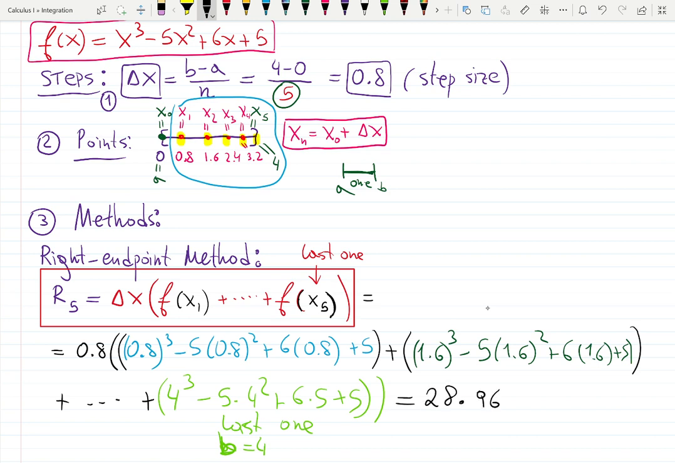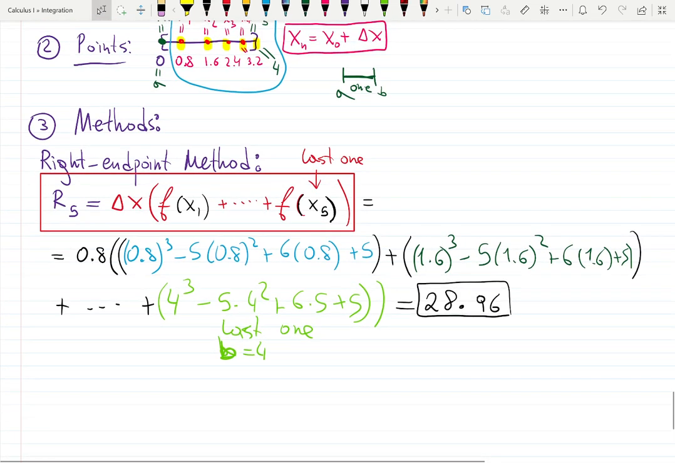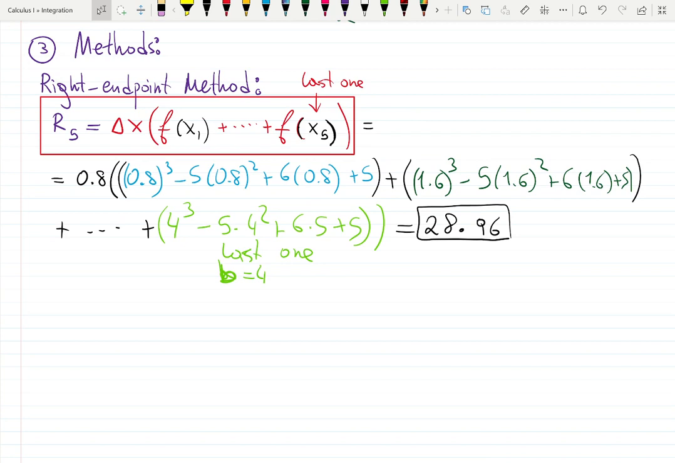28.96. Meow. My cat is meowing, even though he had food and I cleaned his litter and I pet him. So I don't know what to tell you.